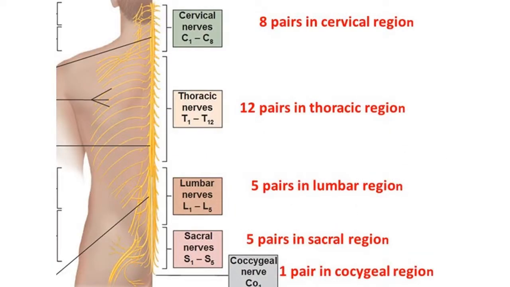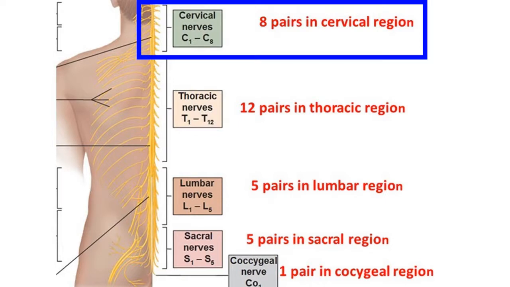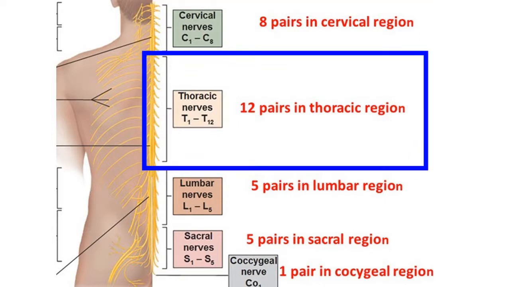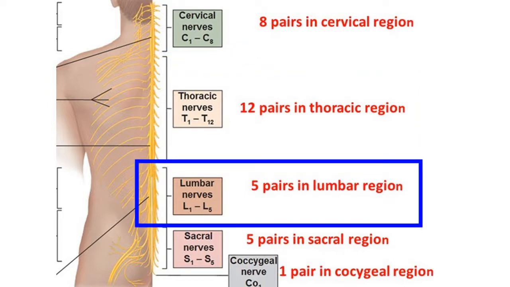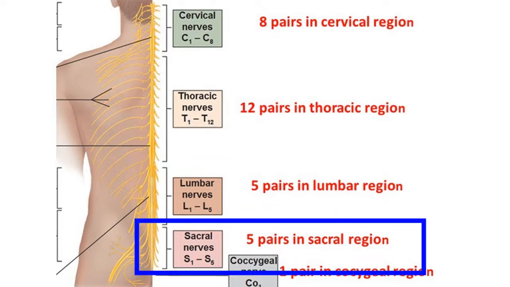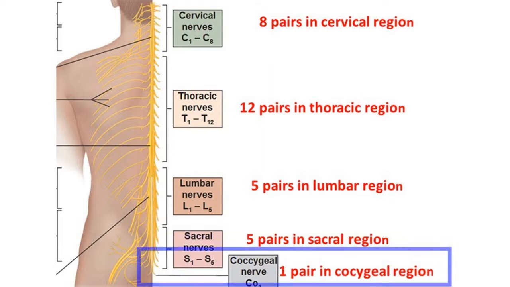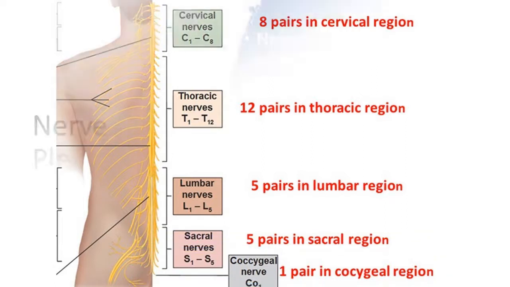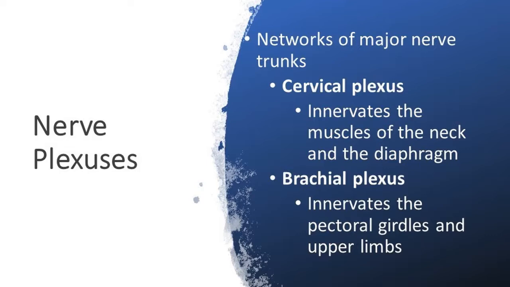In this diagram, you can see cervical nerves C1 to C8, thoracic nerves T1 to T12, lumbar nerves L1 to L5, sacral nerves S1 to S5, and a single pair of coccygeal nerve. Some spinal nerves join together to form nerve plexus, and this nerve plexus innervates a specific group or region of muscles. We have 4 nerve plexus: cervical, brachial, lumbar, and sacral.